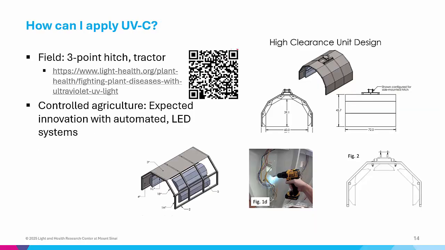On our website, we have posted details about how to build an apparatus that you can connect with a 3-point hitch to your tractor. You'll see dimension drawings, materials lists, assembly instructions, rear and side mounting configurations, and these are all built around conventional low pressure discharge mercury bulbs. We're already seeing innovation for UVC LEDs now and in the future, particularly in controlled agriculture with mechanized automated UVC LED systems.